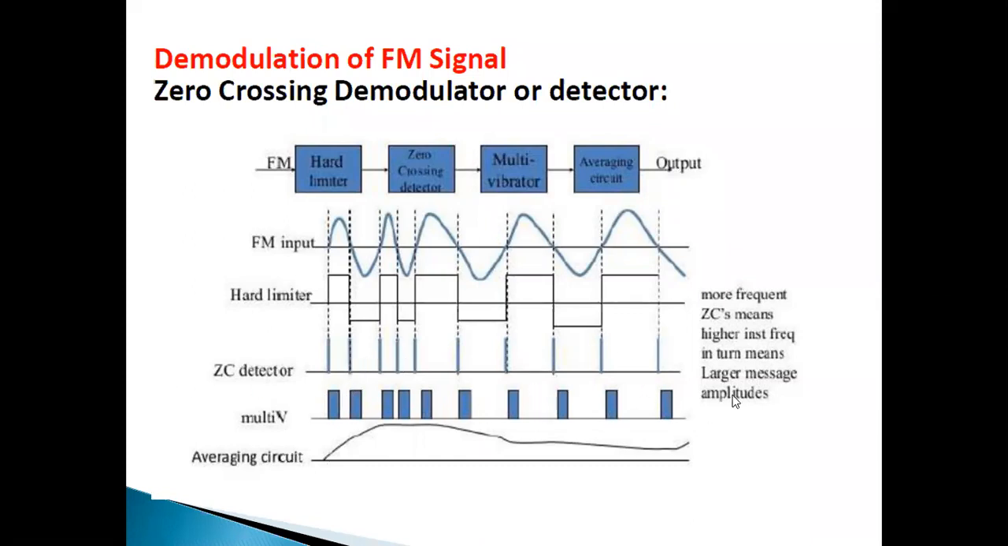With larger message amplitudes, the averaging circuit output should be like this, and then again like this, but it is not a perfect demodulated output. For the purpose of the zero crossing demodulator, the output appears only at the zero crossing points.